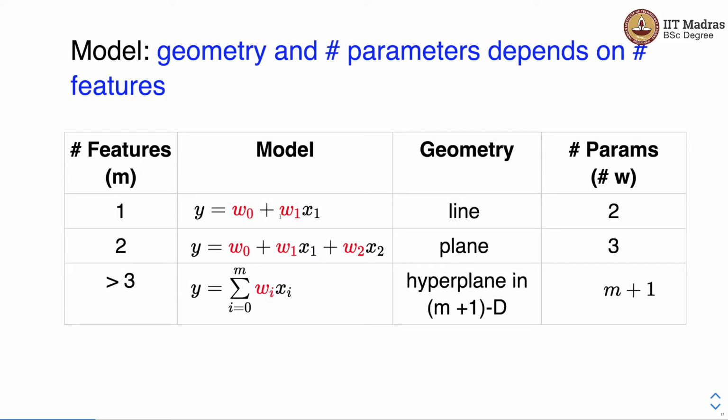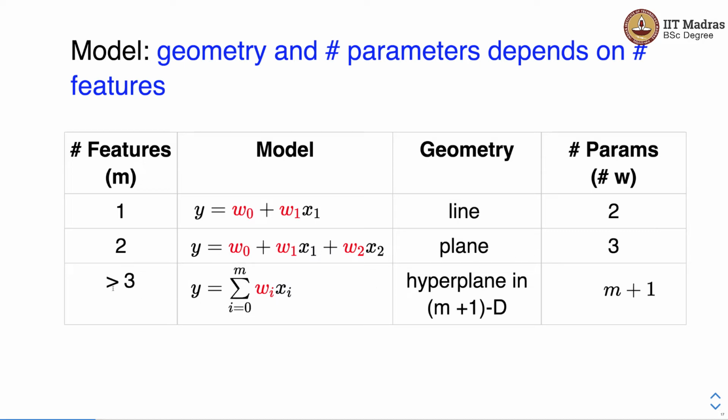These are the parameters of the model that are not known, and we are supposed to learn them through the training procedure. When the number of features is equal to 2, we have the corresponding model y is equal to w0 plus w1 x1 plus w2 x2. There are exactly two features, x1 and x2. This represents the equation of a plane, right? So this model corresponds to a plane in the geometrical sense, and it has got 3 parameters.